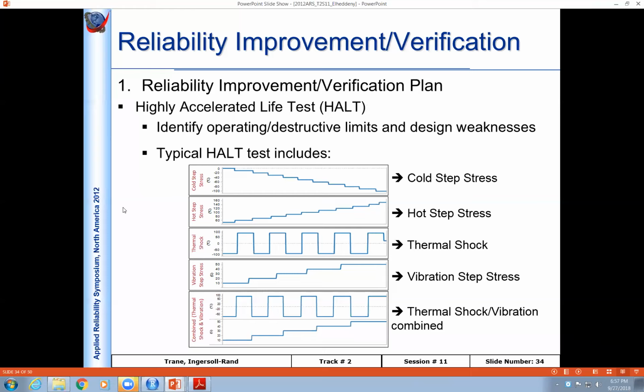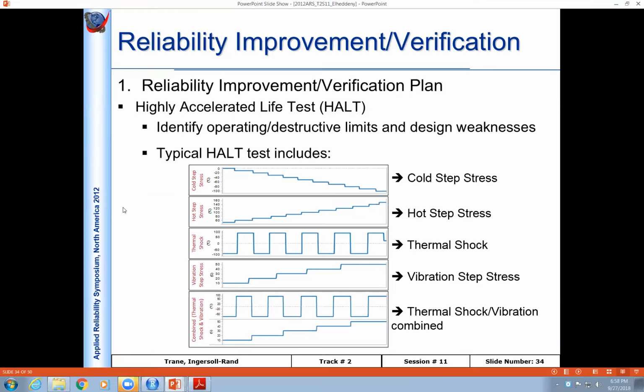But basically you get a component, let's say a board, electric board, and you start doing cold step stress. You start at room temperature, and you have to monitor the performance of that board during the test. You maintain it for 10 minutes, everything is good. You lower it 10 degrees below zero, everything is good. 20 degrees, 30 degrees, to see where it stops, where it doesn't work anymore. So you start thinking about how far down I can go from a temperature perspective before it fails. Same thing with heat, 100 degrees, 120 degrees, 150 degrees C, and so on and so forth.